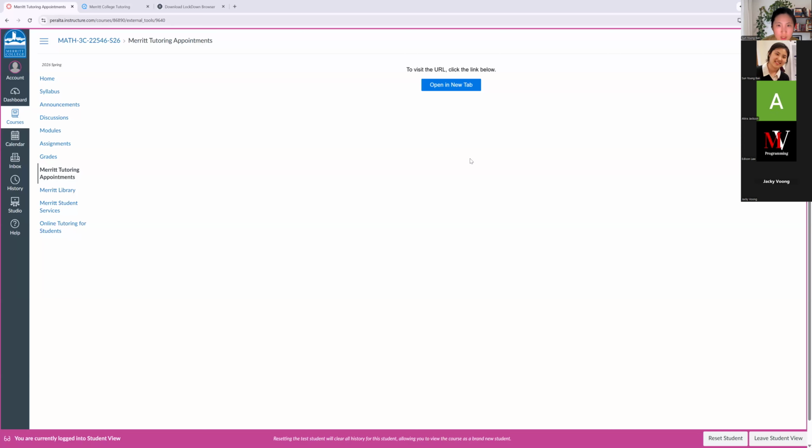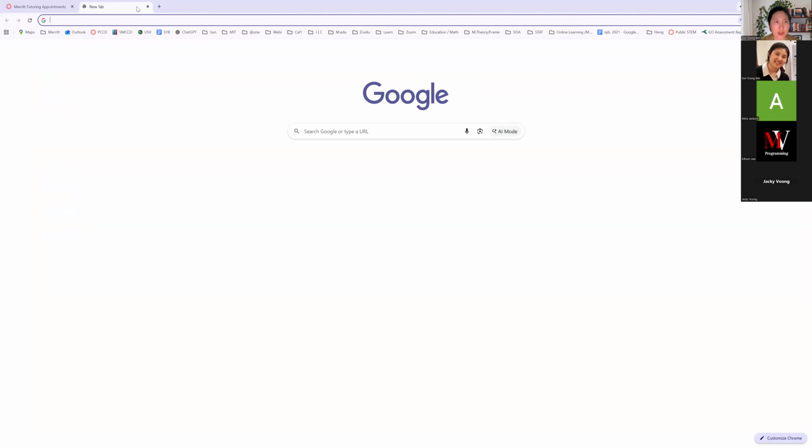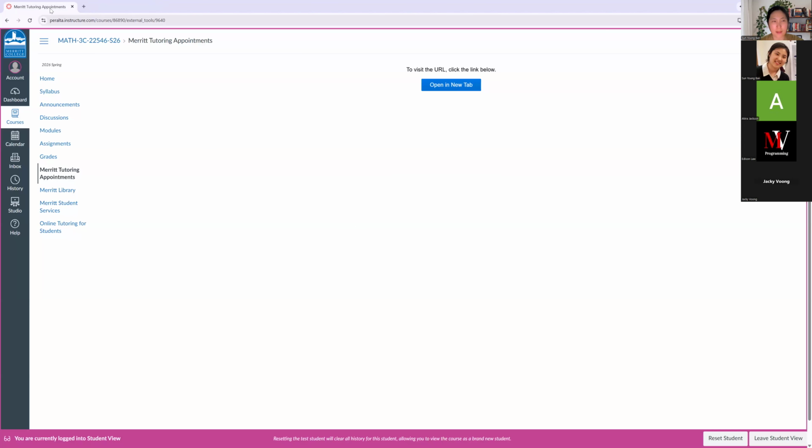If I go to our Canvas shell, do you see our Canvas shell? When you install the lockdown browser, they give you a program you need to click. When you click it, you have to log into Peralta again by typing your student ID and password. Then they don't allow you to open any other tab like this, only the Canvas page. That's it. So lockdown means you're stuck in the same page. Great, thank you so much.